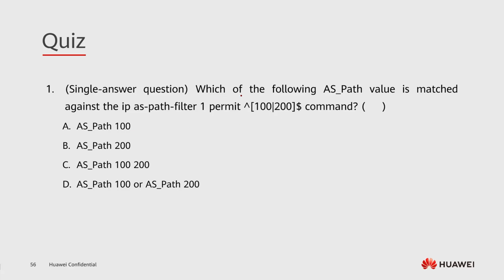The first question: which of the following AS path values match the ip as-path-filter 1 permit with this regex? First is caret. Caret means it needs to start with this character, right? And dollar means it needs to end with this. And the pipe means you need to choose one of them. So the AS path is 100 or 200. So it can match AS path 100 or AS path 200. So you need to choose one of them. So the answer is D.